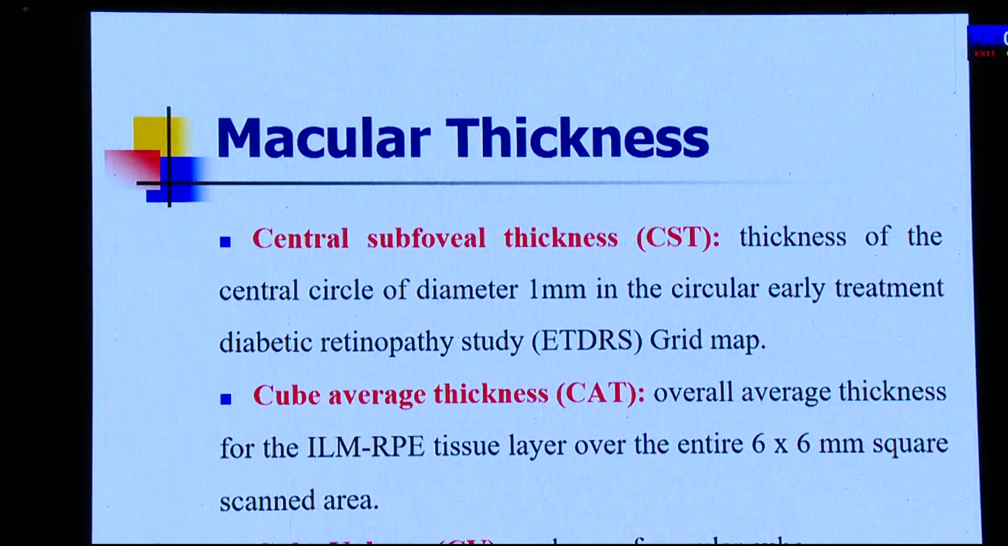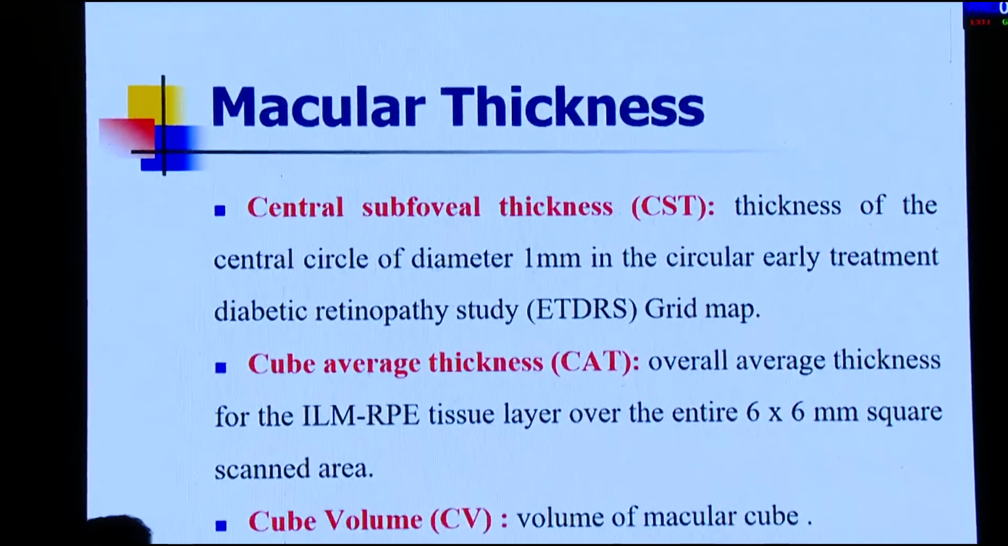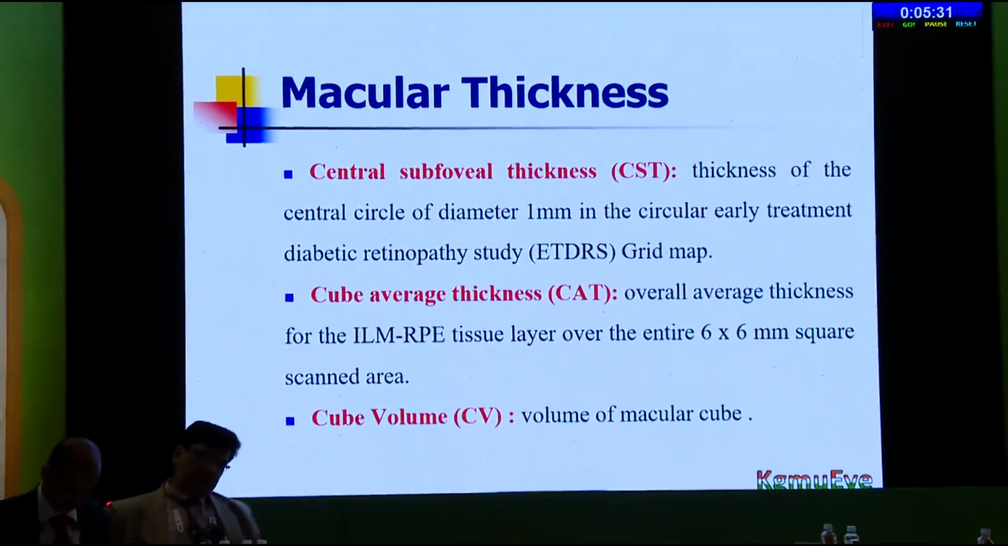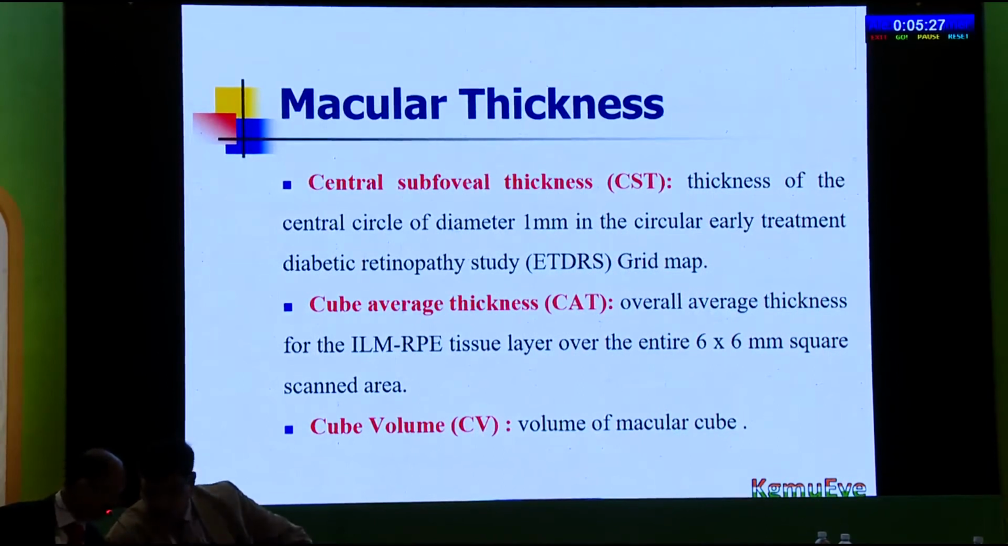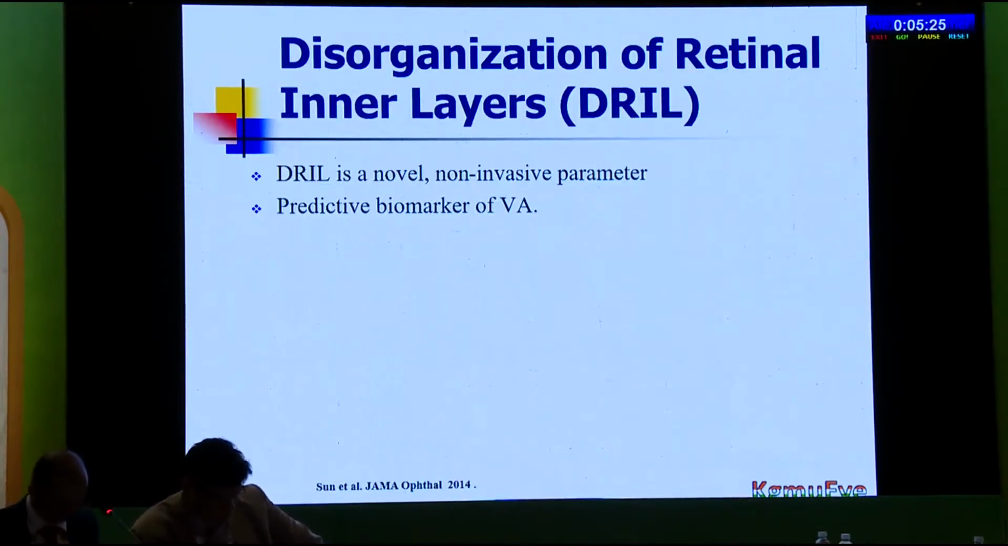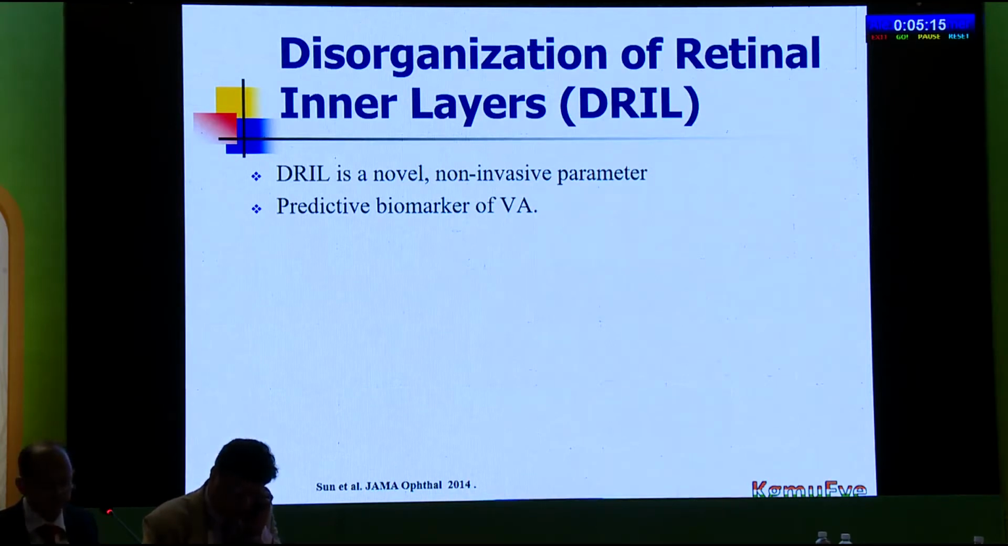Macular thickness: we took three measurements to measure the macular thickness, that is CST, CAT and CV, that is central subfoveal thickness, the cube average thickness and the cube volume. Disorganization of retinal inner layers, also known as DRIL, is a novel non-invasive parameter, and it is also a predictive biomarker of visual acuity, as stated by Sun et al.